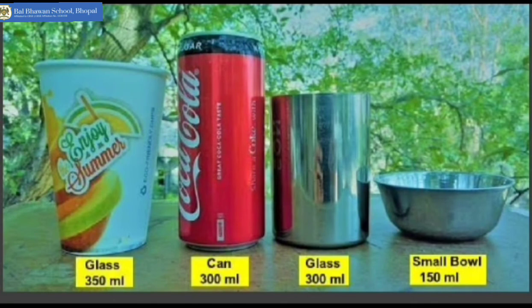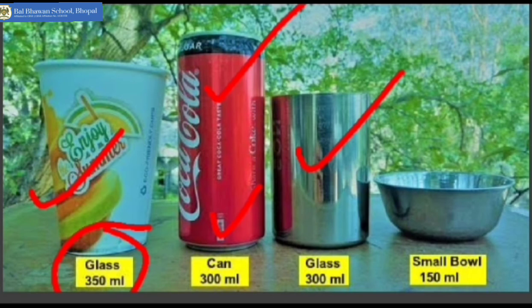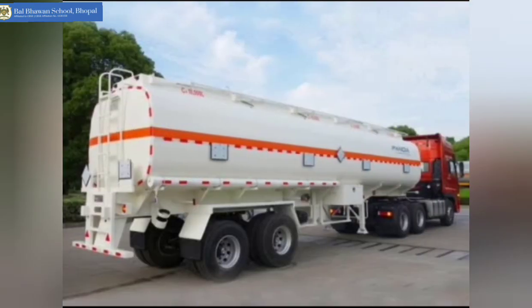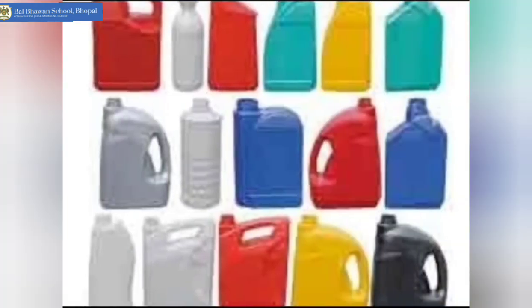For example, the amount of liquid inside this glass can be 350 milliliters. This glass of steel can hold 300 milliliters, and the small bowl can hold 150 milliliters of liquid. On the other hand, bigger containers like the water tank, oil tankers, and other oil cans can be different in size and shape, and hence the capacity is also different.